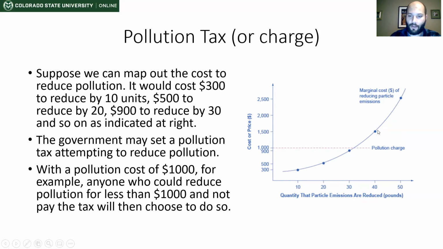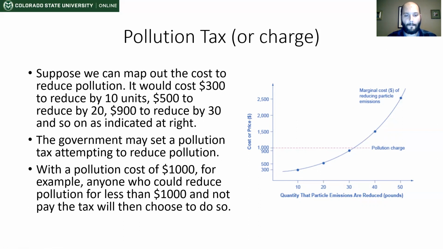Then you've got some other companies up here. Reducing this amount of pollution would cost them 1,500. So they'd rather just pay the 1,000 charge. Up here, it would cost 2,500 to reduce the pollution. So they'd rather just pay the 1,000 charge. And then the idea is that this government revenue could be reinvested in environmental cleanup. Of course, there's certain assumptions here.